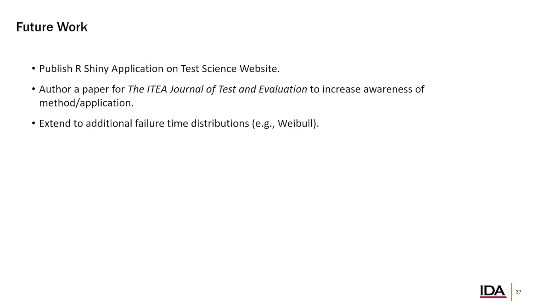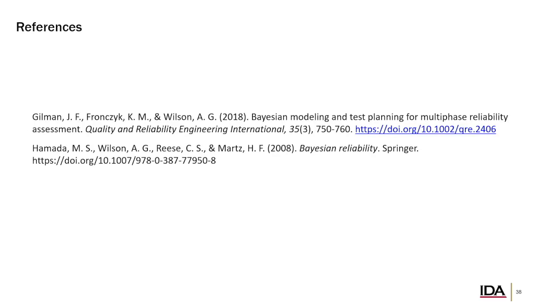Just some final things, some future work that we're hoping to do. We're hoping soon that this gets published to the Test Science website, and we're also working on a paper about this app, which we're going to submit to the ITEA Journal of Test and Evaluation. Lastly, if you're curious, the estimated 10 to 30% decrease in system reliability came from this first reference right here. If you want to learn more about Bayesian assurance testing in general, I would suggest the second reference, which goes more into the mathematics of it all than I had time for today. But that's all I have for today. Can I answer any questions?